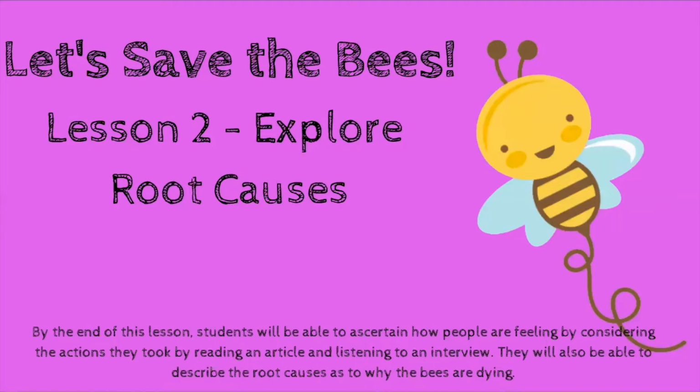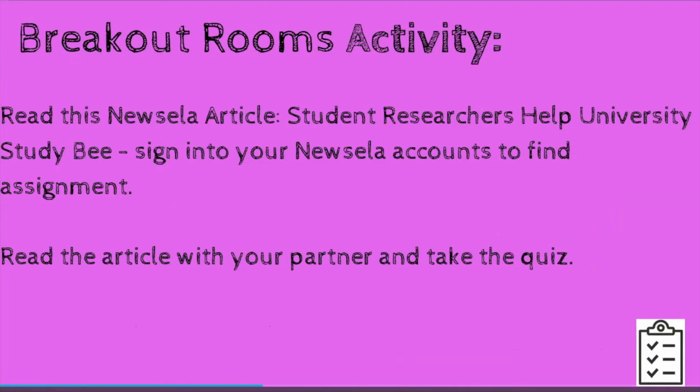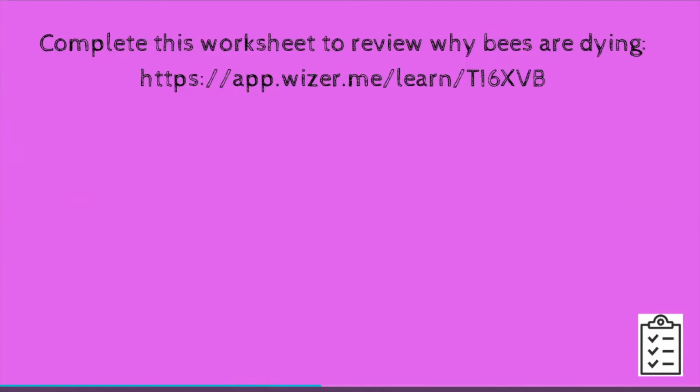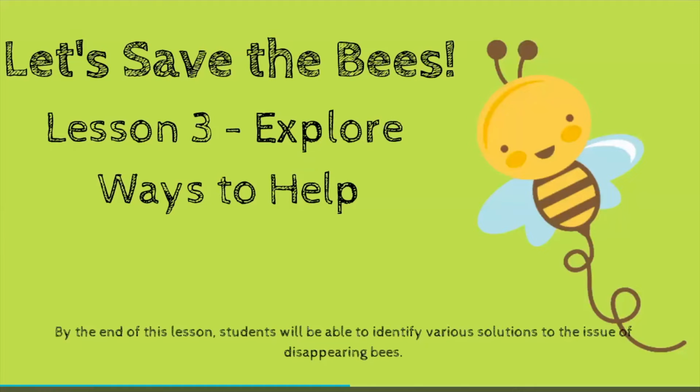And then we have lesson two. We're going to explore the root causes. So the students are going to read a Newsela article to get them more familiar with what's happening. And they'll watch a video about why the bees are dying. Then we'll do a check for understanding through a Wiser interactive worksheet.